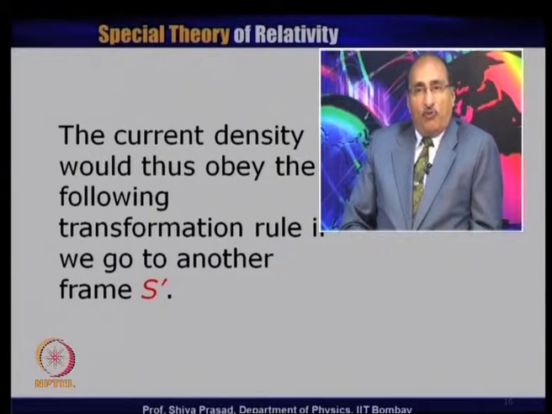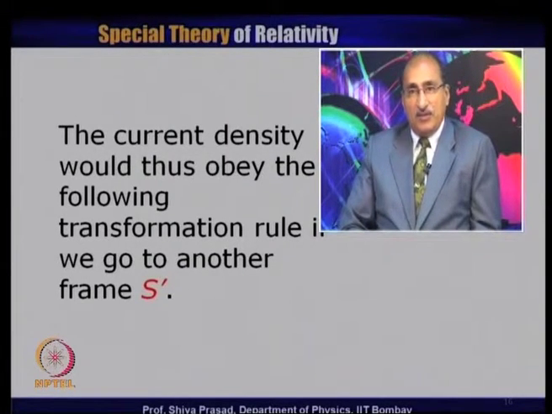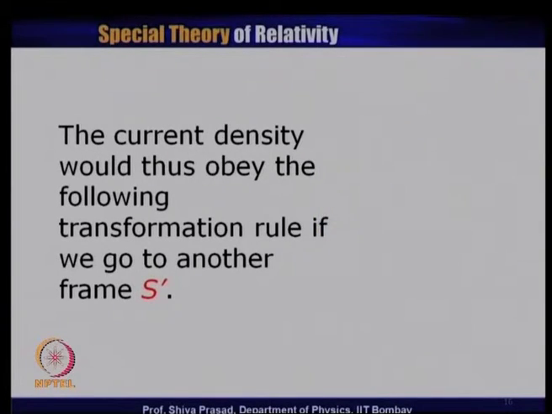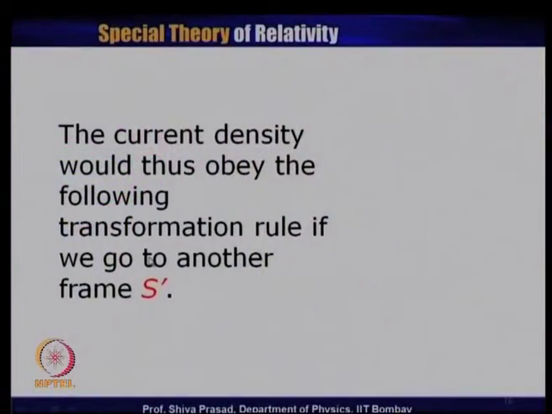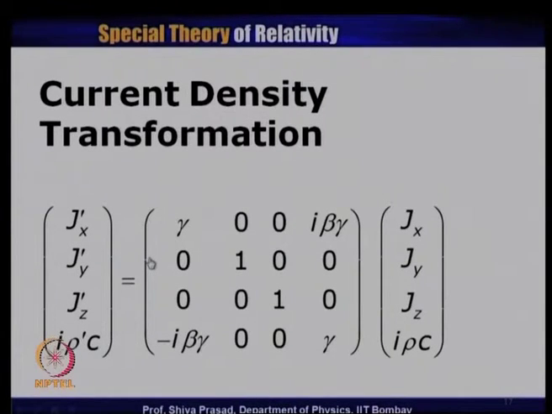Now, once we have found this particular 4 vector, we know how to transform it. If I go from this particular frame S to any other frame S prime, and if I know the relative velocity between S and S prime to be V, I can always transform this 4 vector's components into any other frame by using the standard matrix equation which we have been doing earlier a number of times. So, the current density will obey the following transformation rule if we go to another frame S prime. And this is the current density transformation.